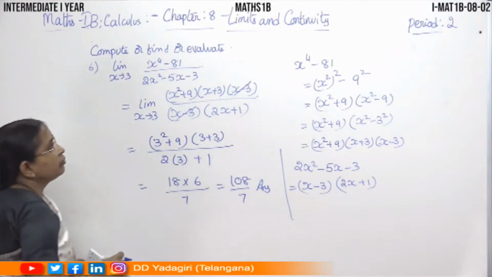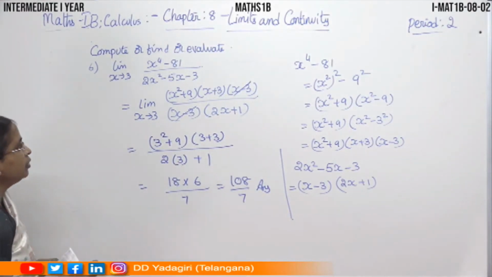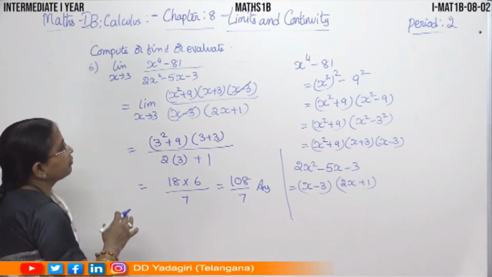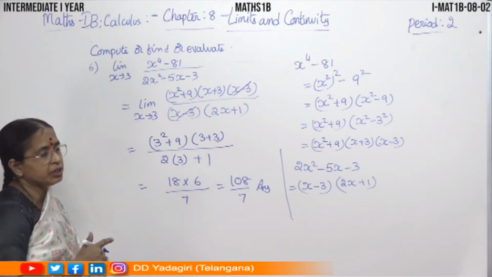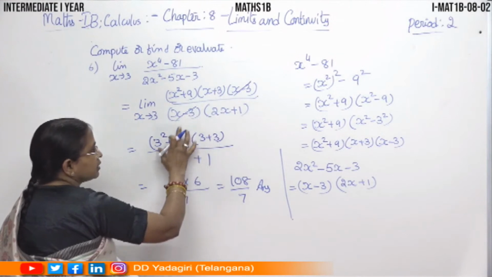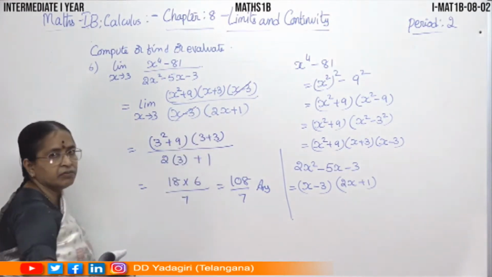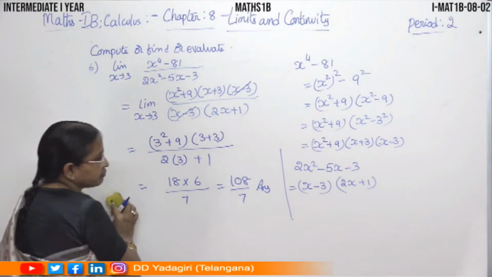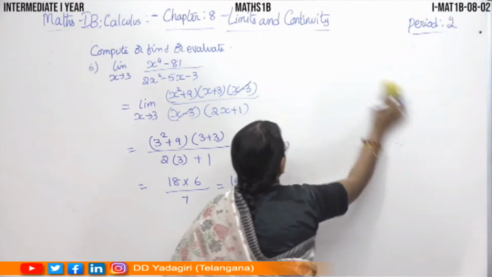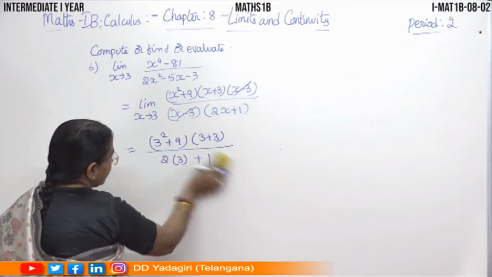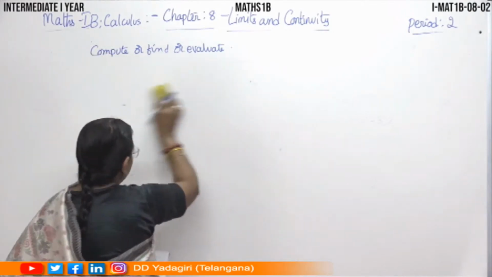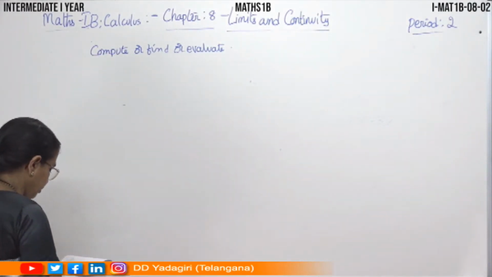So like this you have to find the limits. It is very simple. So here when we are getting indeterminate form 0/0, one method that we used here is factorization. We found the factors, cancel the common factor like that, and then we simplified. So factorization is one method to find the limit when it is in the indeterminate form. Now we'll see another method to find the limit when it is again in the indeterminate form.